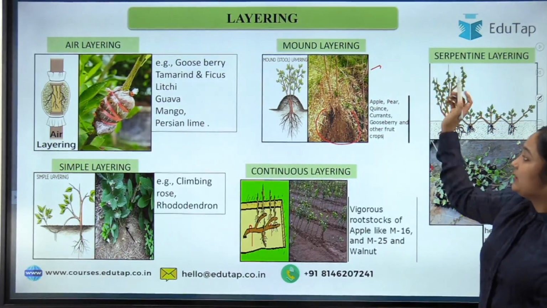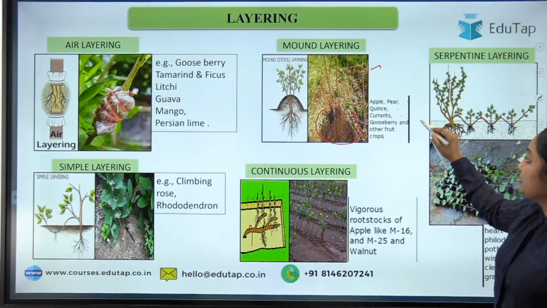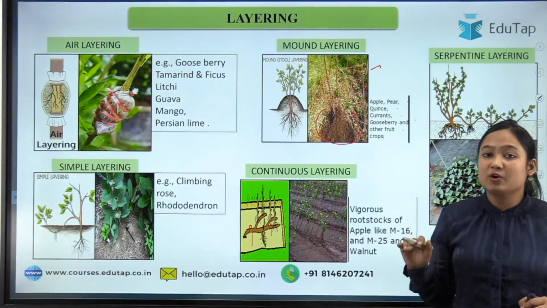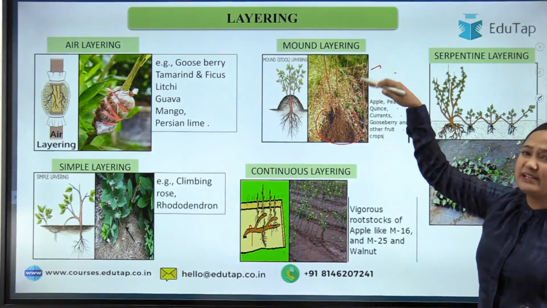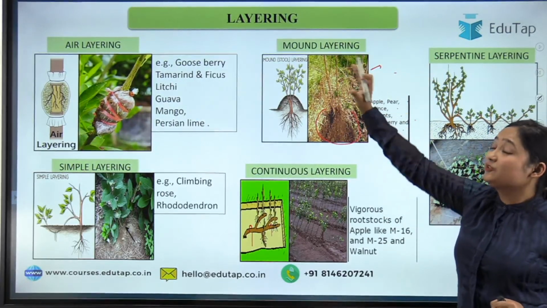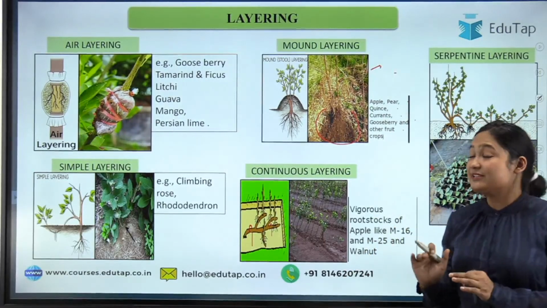This kind of mound layering happens in apple, pear, quince, currant, gooseberry and other fruit crops. Okay, so basically if we are talking about horticulture and root crops, all these asexual methods are very much useful, particularly in horticulture and vegetable crops.